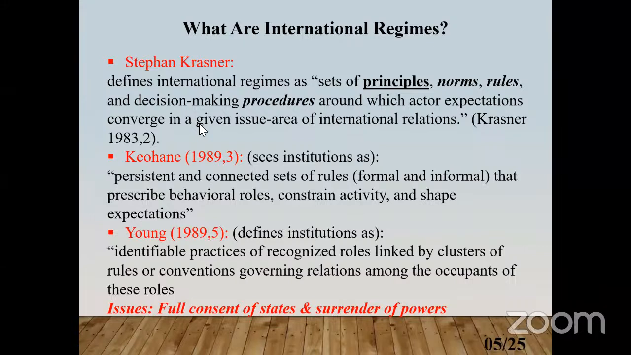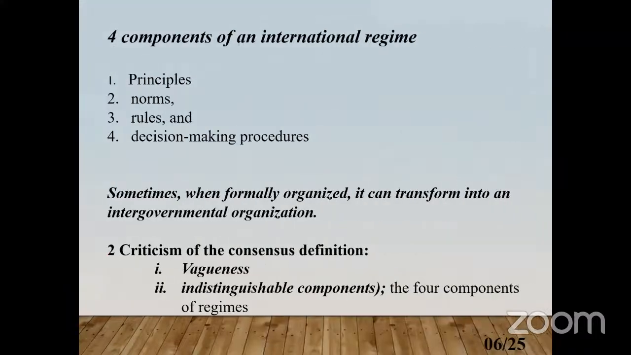Now, what is fundamental in the definition of international regimes is the fact that those actors who come together express full consent. This expression of full consent also always involves some surrender of some powers. So we'll be looking in a moment at those elements in the definition. What I've just mentioned are the four components of international regimes: the principles, the norms, the rules, and the decision-making procedures. Those four elements make up the components of an international regime.